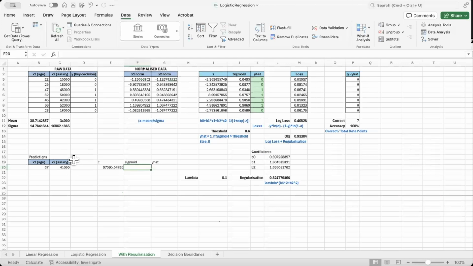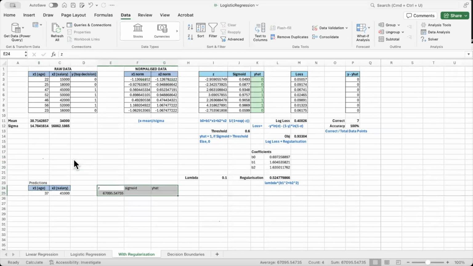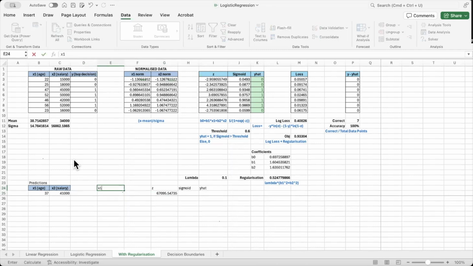Now this is a very large value. Oh, sorry, I forgot to normalize this, so that I should do. Let us take this whole thing down a little bit. First let me move this slightly this side. And here I say x1 norm and x2 norm.